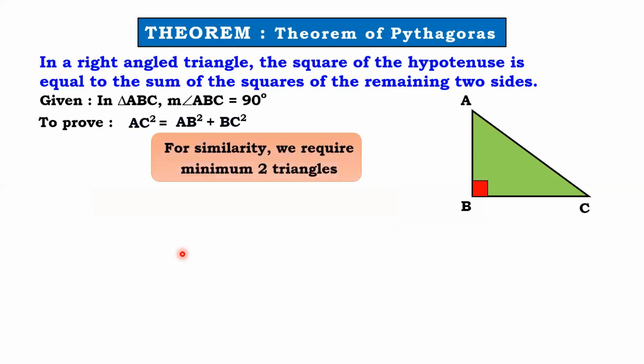So students, we all know that to use similarity, minimum we require 2 triangles. That's very clear, because without 2 triangles, you cannot use similarity. तो अगर आपको सिमिलैरिटी यूज करना है तो मिनिमम कितने ट्रायंगल्स होने चाहिए? 2 ट्रायंगल्स होने चाहिए. बराबर है. अब 2 ट्रायंगल्स कैसे बनाए जाए?